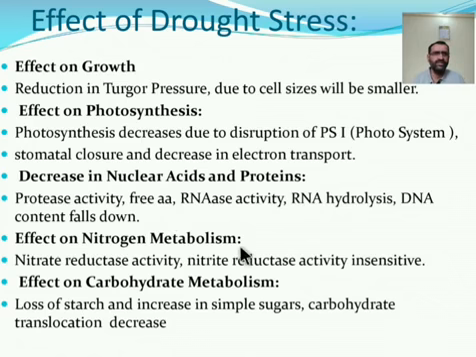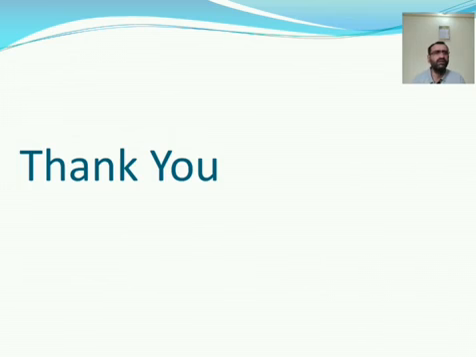Effect on nitrogen metabolism: nitrate reductase activity is insensitive due to the drought stress. And the last one is the effect on carbohydrate metabolism. Here there is loss of starch, an increase in simple sugars, and carbohydrate translocation decreases. These are the different activities due to drought stress in carbohydrate metabolism. In this way, these are the different effects of drought stress. I think you understand these points. Thank you very much.